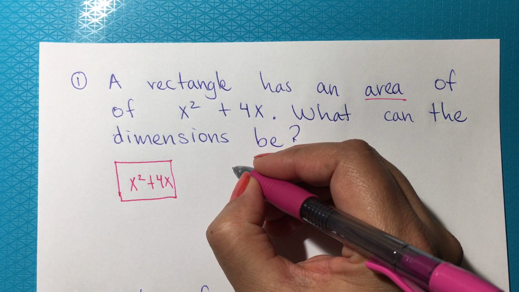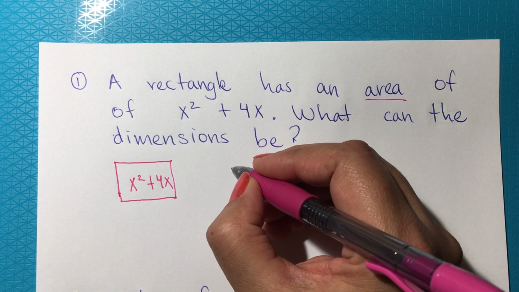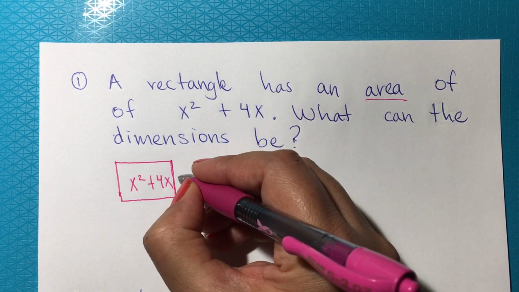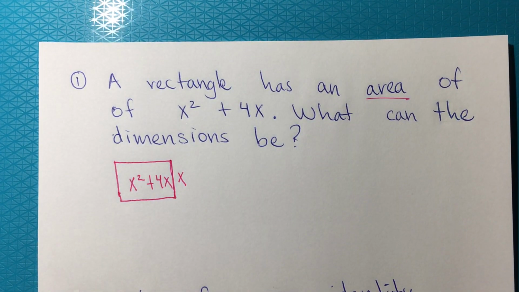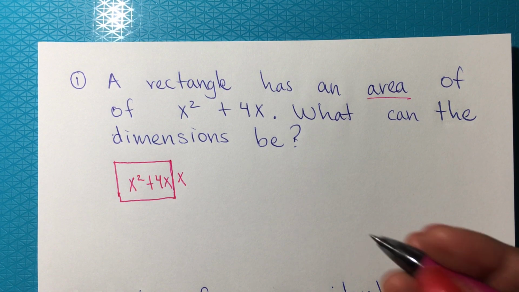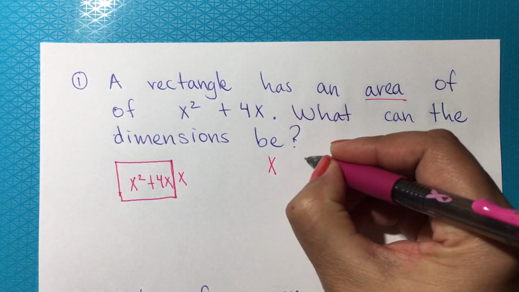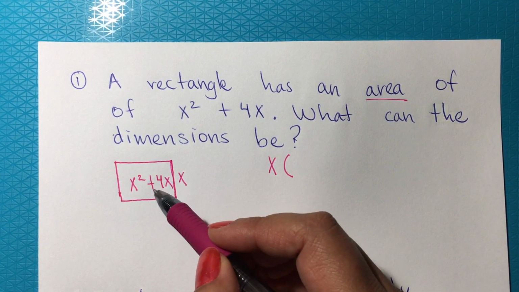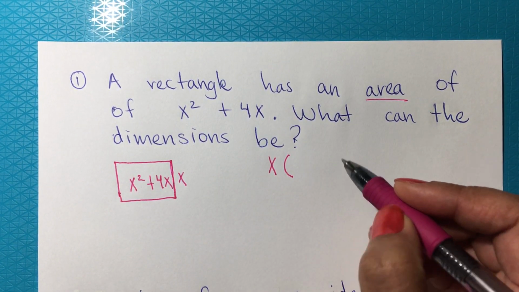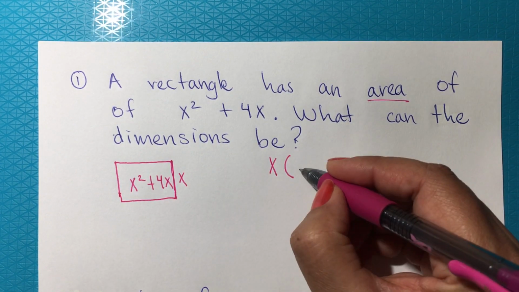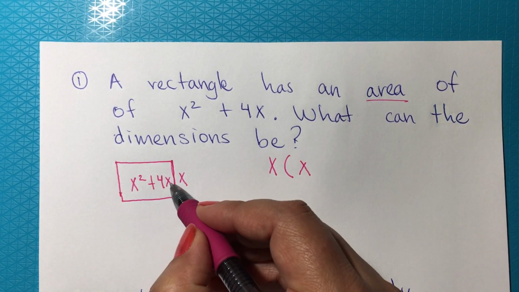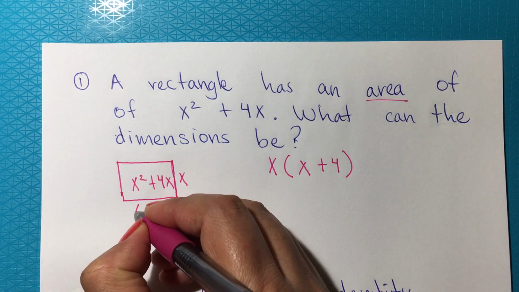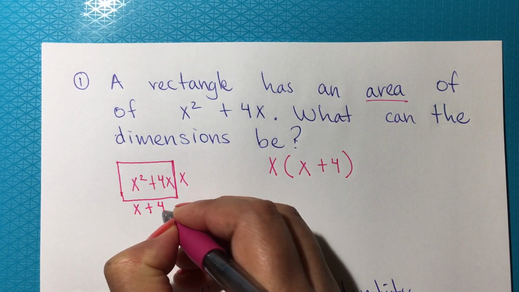Remember that usually one of the dimensions compares to the other. That's what we've been looking at in the previous lessons. And so if we're comparing, let's say, to the width, which would be x, then that would be one of the factors. And then we start dividing the product so that we can find the other factor. And so x squared divided by x is x. 4x divided by x is 4. So that means that the length is x plus 4.